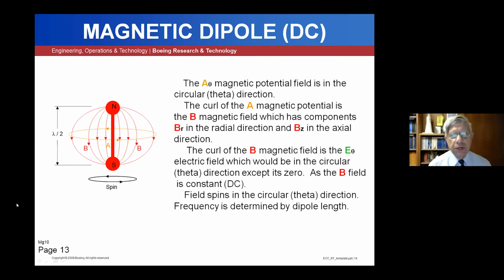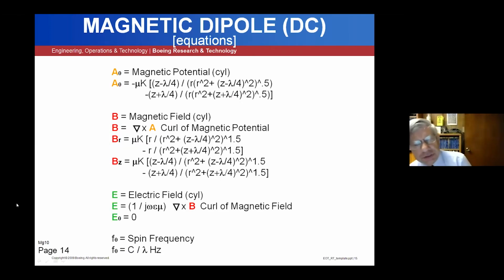And then we'll get over here to the nasties on the equations. It starts off with the magnetic potential, which is in the theta direction, and it's measured in Webers, and it rolls off at 1 over R. And then you get down to the field, which in this case is the curl rather than the gradient, del A, to get the B field.